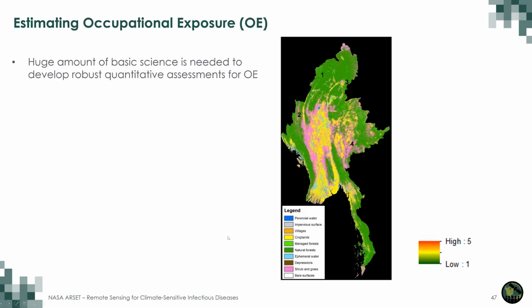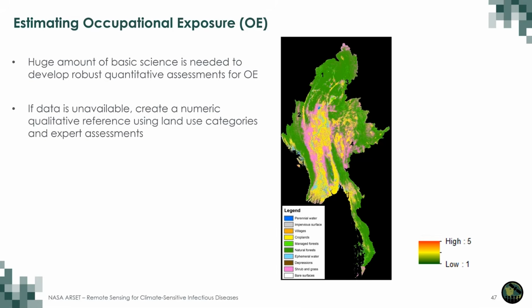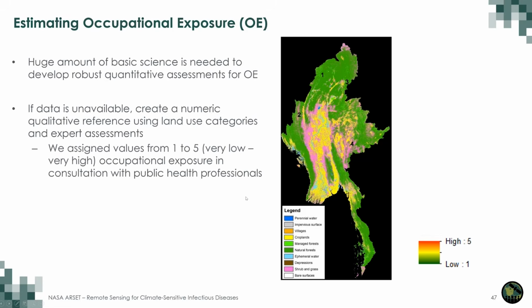To create robust quantitative assessments, you need a huge amount of basic science. Most areas don't have that. If data is unavailable, we are creating a numeric qualitative reference using land use categories and expert assessments. We're talking to the experts, public health professionals, and meteorologists and asking them to help us assign values from 1 to 5, from very low to very high occupational exposure risk, in consultation.